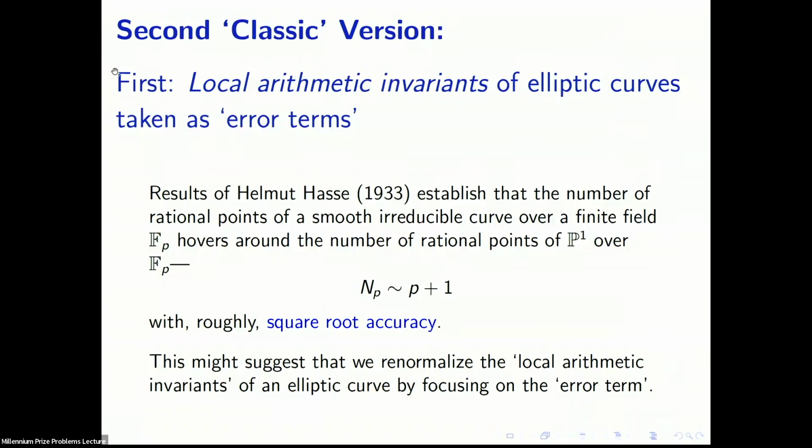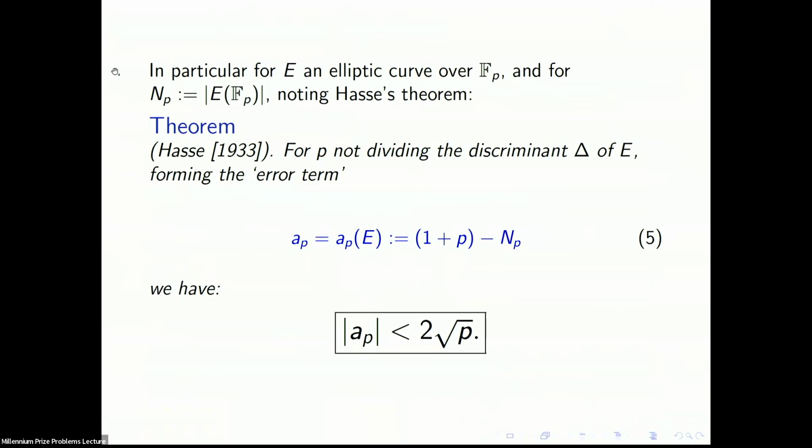This might suggest that if we want to focus our attention more specifically on what's happening, we could renormalize the local arithmetic invariants of an elliptic curve by focusing on the error term there. And we have Hasse's theorem. Hasse proves for p not dividing the discriminant of E that if you form this error term, a_p is 1 plus p minus N_p, you really do get square root accuracy if you take 1 plus p. That is to say, the absolute value of a_p is less than twice the square root of p.